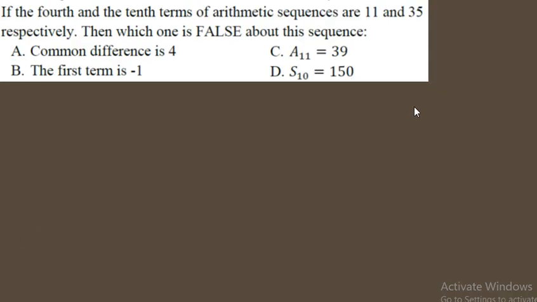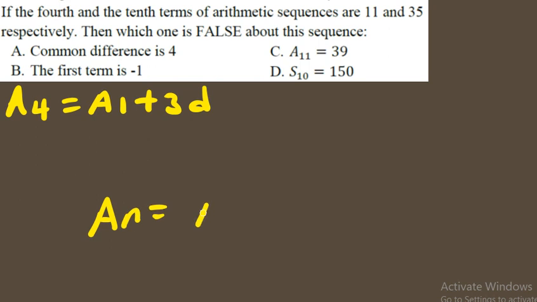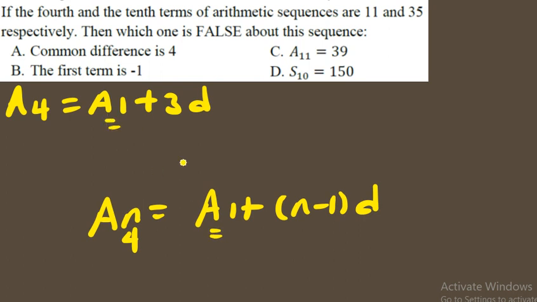The next question says, if the fourth and the 10th term of an arithmetic sequence are 11 and 35 respectively, then which one of the following is false about the sequence? What are the givens? The fourth and the 10th term. That means A4 is the same as A1 plus 3d. How do I get it? Remember the formula. An means A1 plus n minus 1 times d. So when I write this 4, A1 stays as it is. When I write 4 here, 4 minus 1 will be 3. That's why I wrote 3. This is given to you as 11.